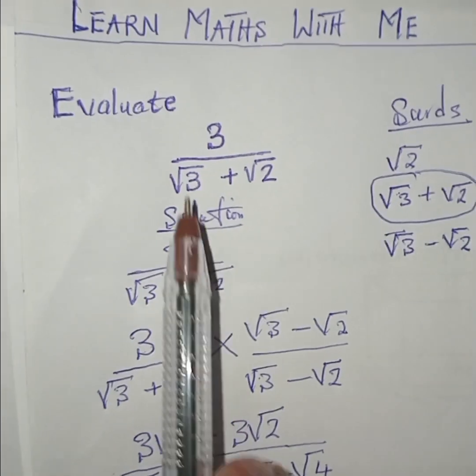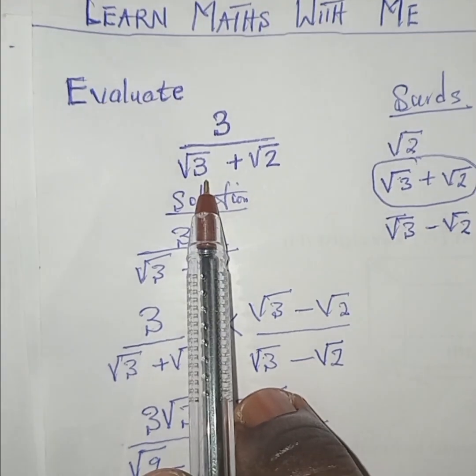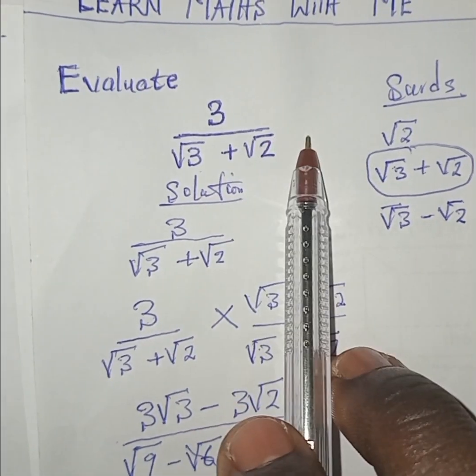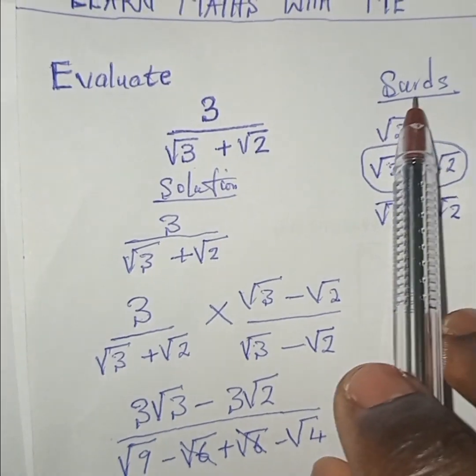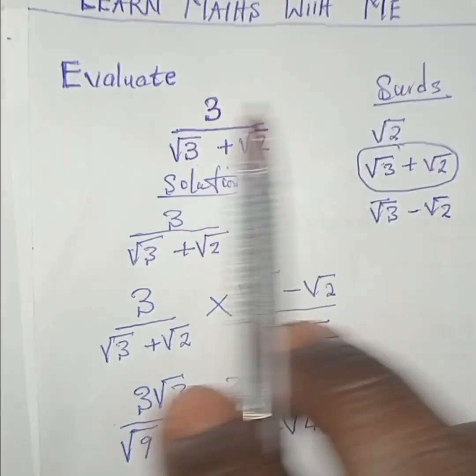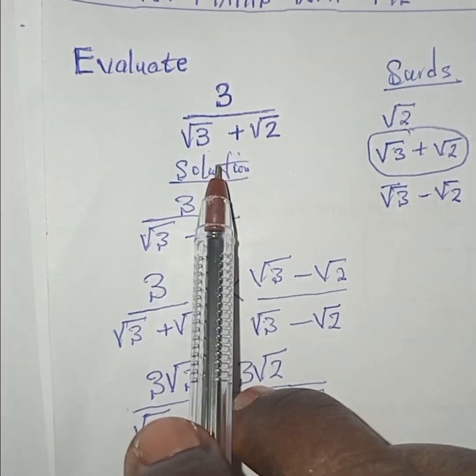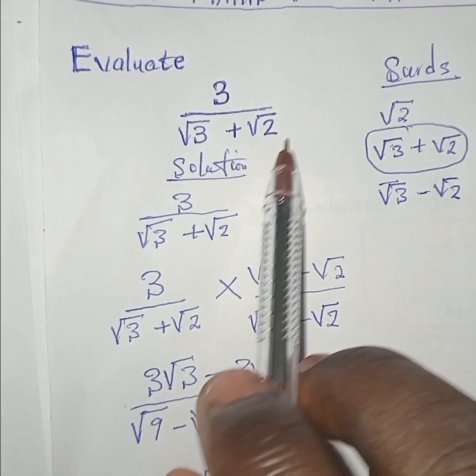Today, this is our question. The question says evaluate 3 divided by square root of 3 plus square root of 2. This question is under surd. Surd is a topic in mathematics, and this part of the surd is called surd rationalization. What does it mean? It means the removal of irrational numbers from the denominator.